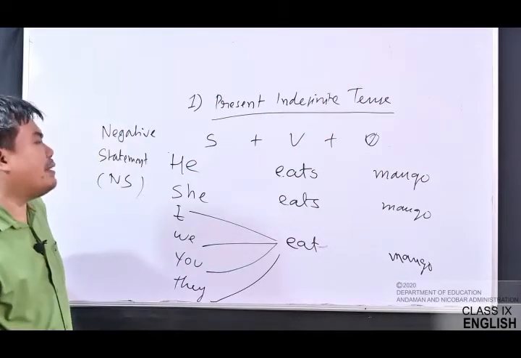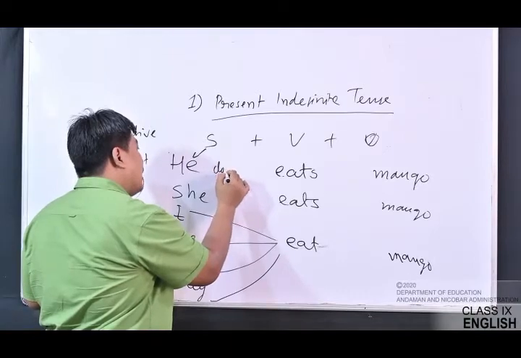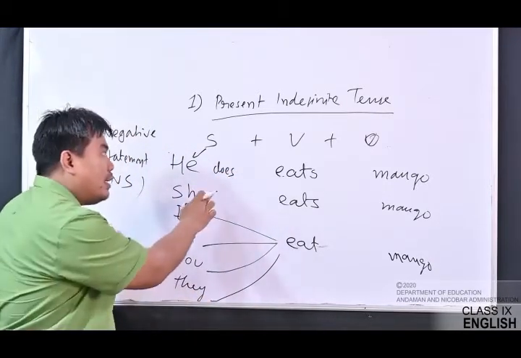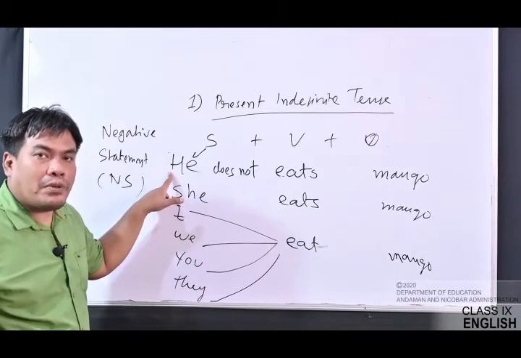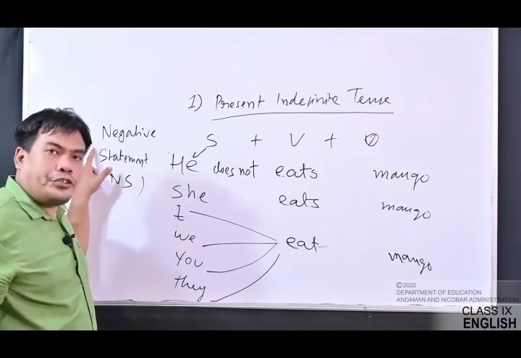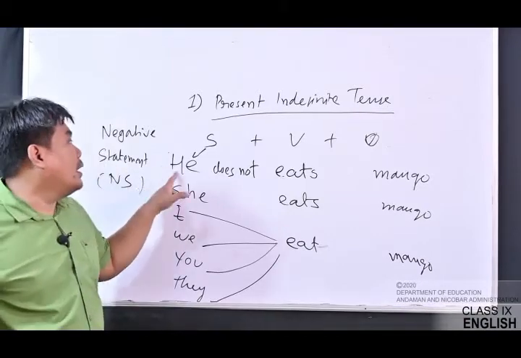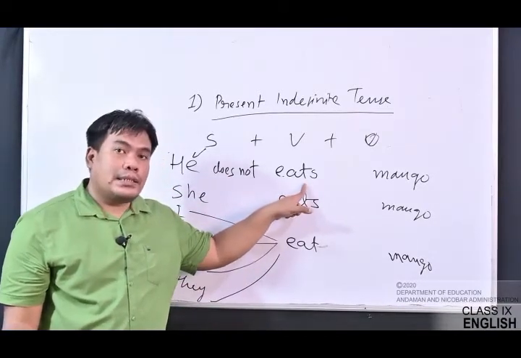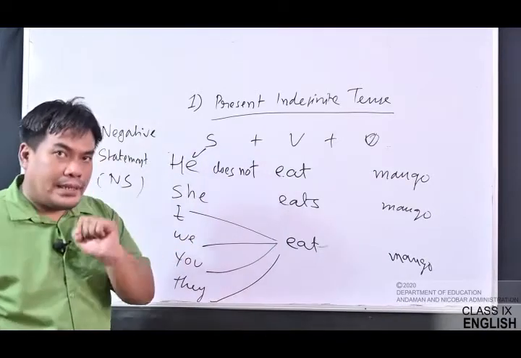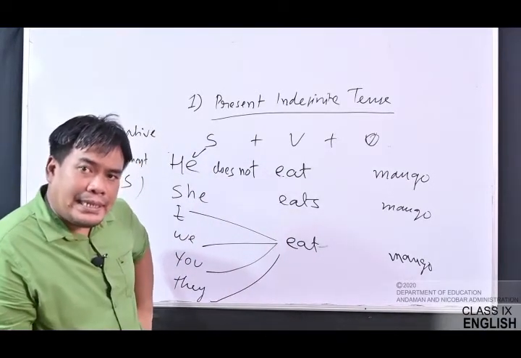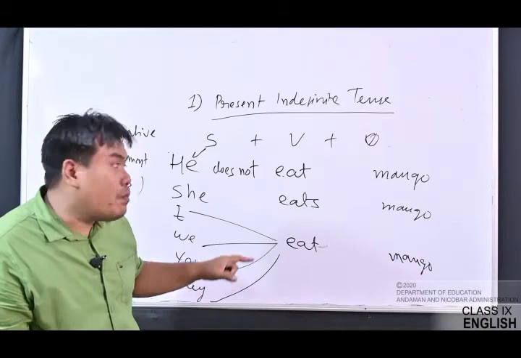Let me tell you how. He is actually the subject. Does, it's written there. He, she, it plus does not. This is how you have to say and write whenever you are not sure of what you are saying, whenever you are negative about what you are saying. He does not eat. You have to say eat, not eats. This will not be there as it is clearly given in the table.